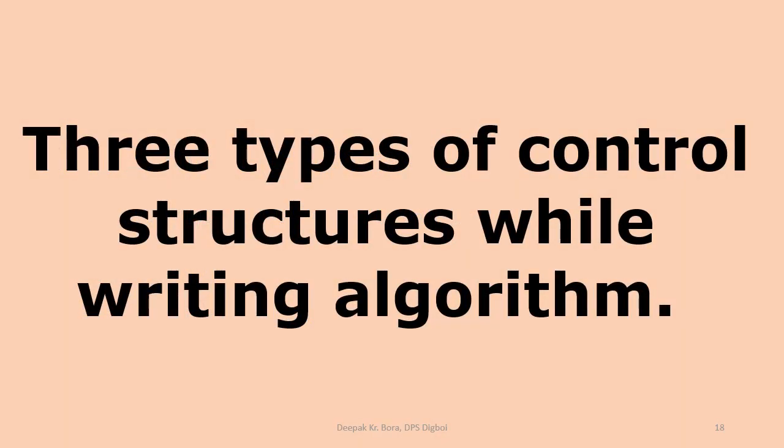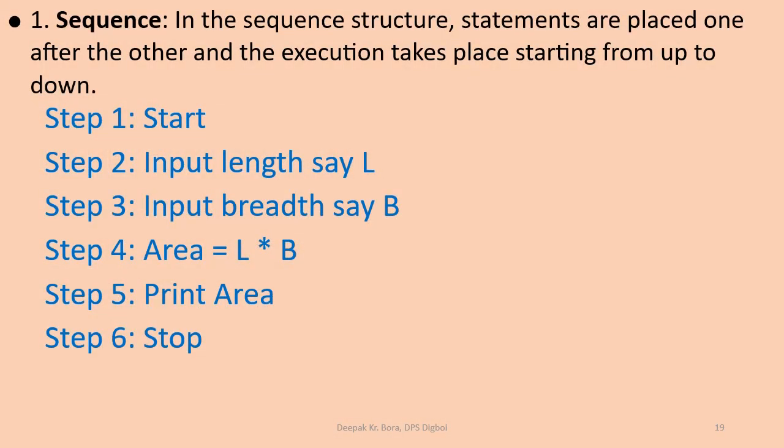There are three types of control structures while writing an algorithm. Let us see briefly about these control structures, one of which we have just followed. First is sequence. In the sequence structure, statements are placed one after the other and the execution takes place from up to down, as we have seen in the previous example to find the area of a rectangle.